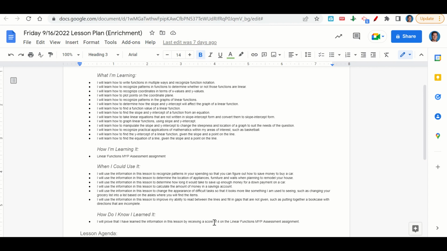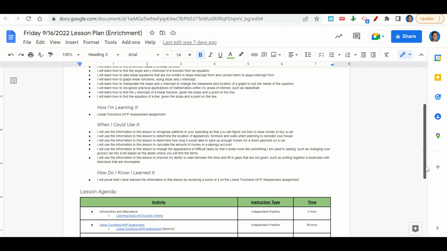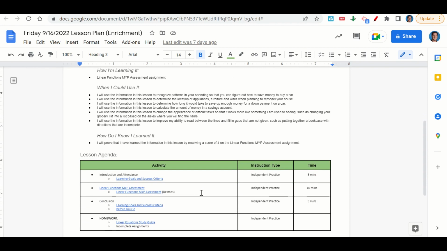How do you know you learned it? By getting a score of 4 on the linear functions MYP assessment assignment. Let's take a look at our agenda for today. We will begin by going over our learning goals and success criteria.